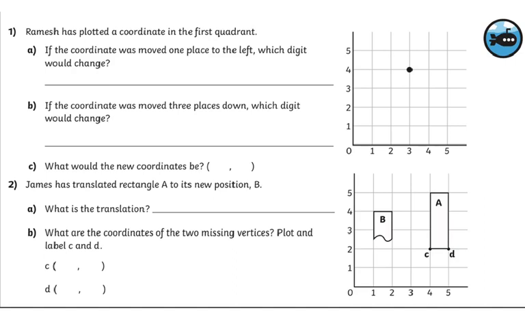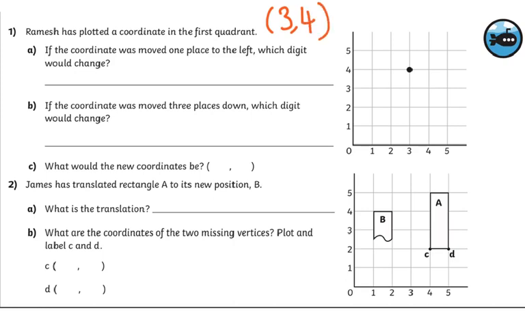So if we take a look at the first one here, it says Ramesh has plotted a coordinate in the first quadrant. So remember our work on coordinates before half term. If you have a little look at the coordinate there, if we go along the corridor to 3 and then we go up the stairs to 4. Okay, so I'll just write that one down here for us because we're going to use that when we start thinking about the translation.